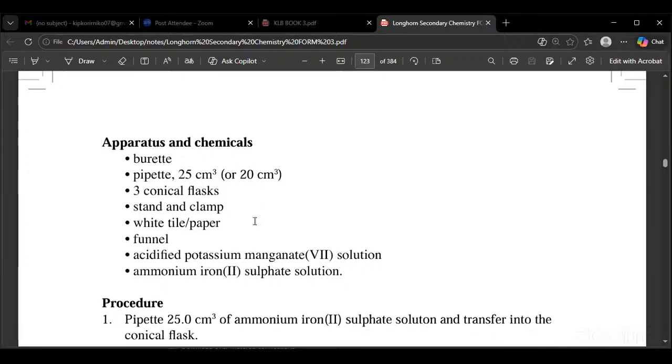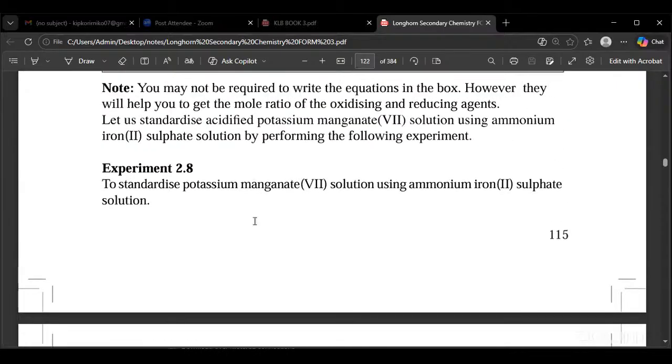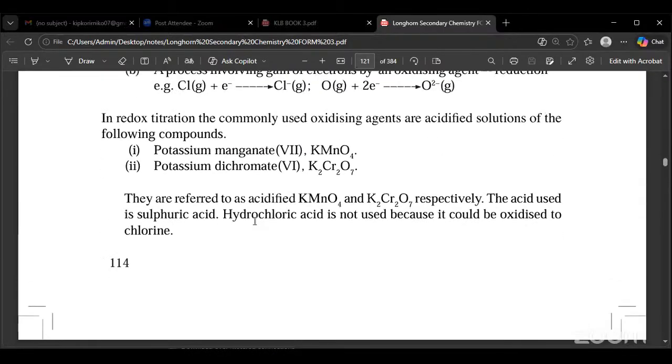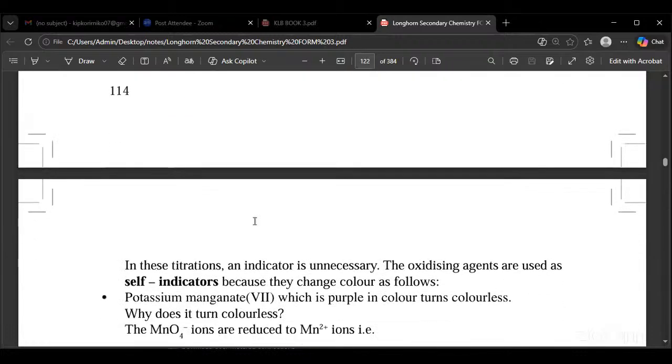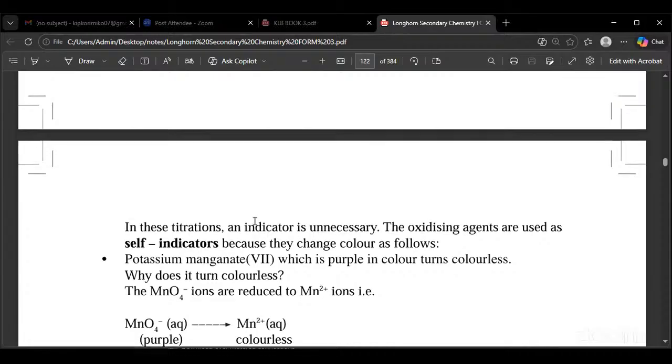Sorry, I think I've skipped something. I didn't want to skip that one. Yeah, it has skipped to the next page. Yeah, we are here. So potassium manganate 7 is normally the oxidizing agent. Remember, in the direct and the back titrations, we were adding phenolphthalein.